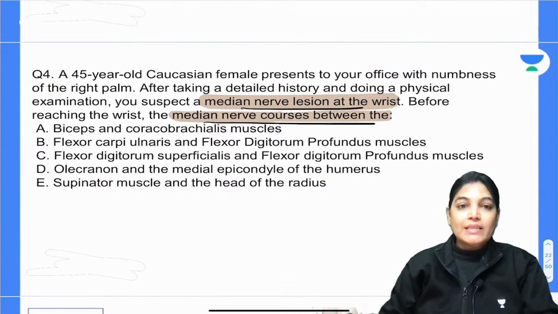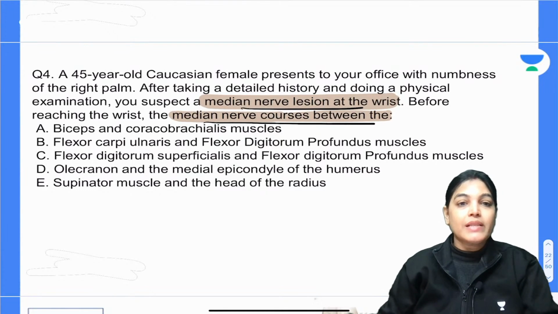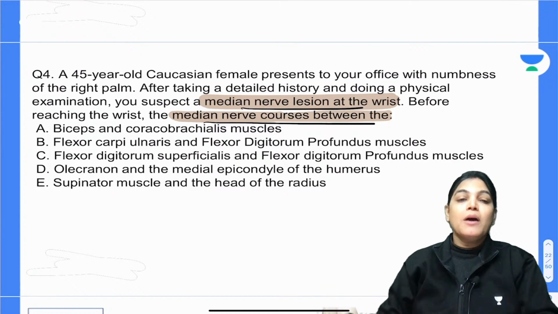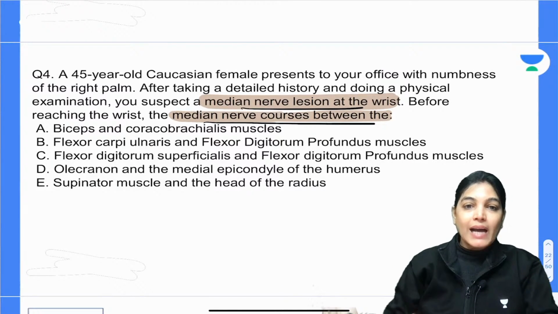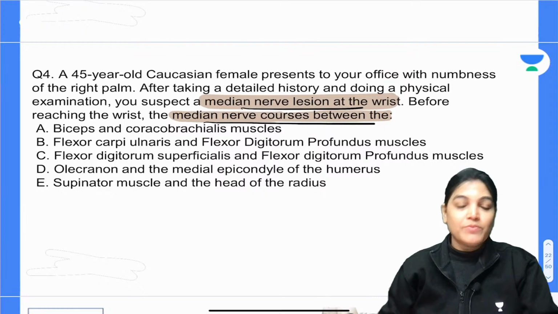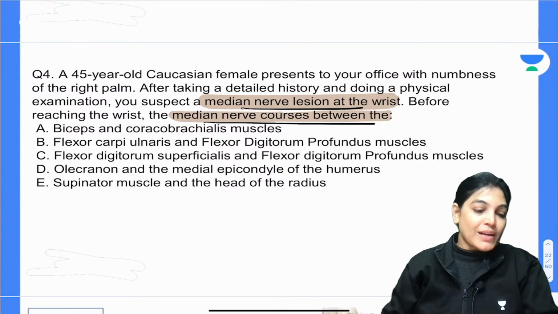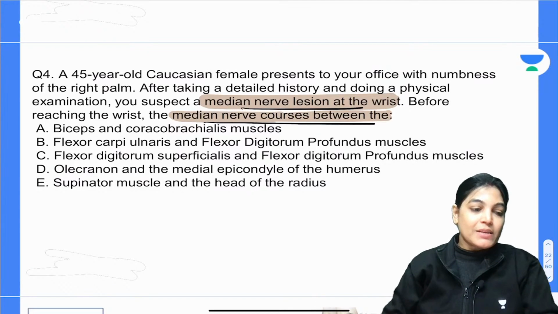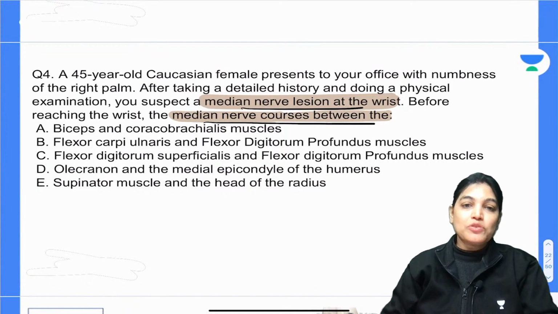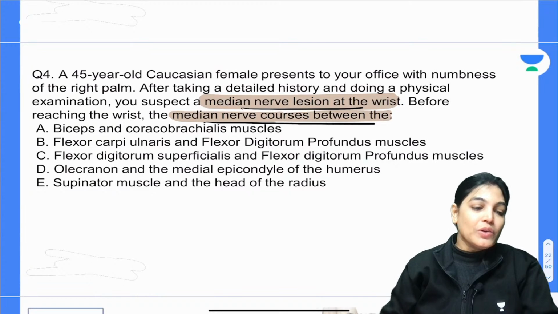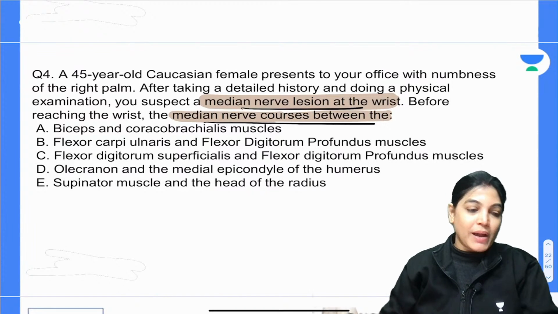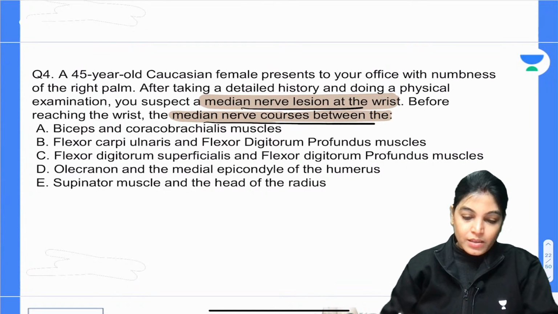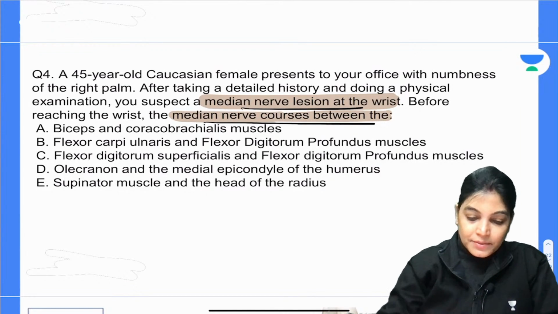So please read the 5 options: it is passing between biceps and coracobrachialis before reaching the wrist, passing between flexor carpi ulnaris and flexor digitorum profundus before reaching the wrist, passing between flexor digitorum superficialis and flexor digitorum profundus, passing between olecranon and medial condyle, supinator or head of radius. So according to you, what you feel, which will be the correct answer, my dear aspirant? Please mark the correct answer. Your time starts now.